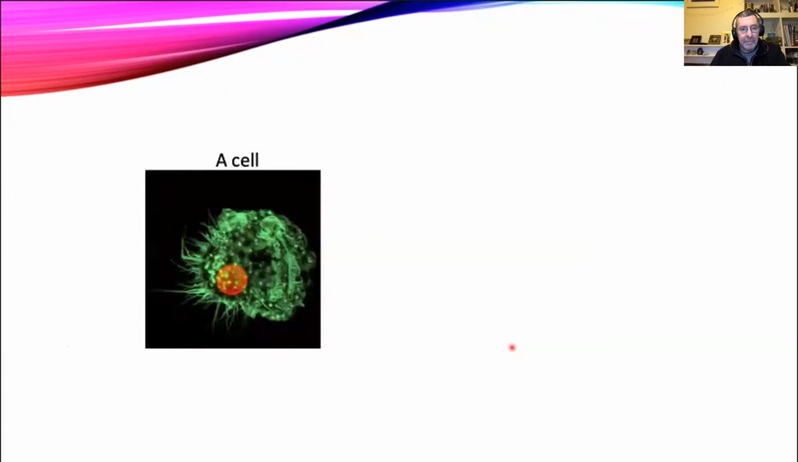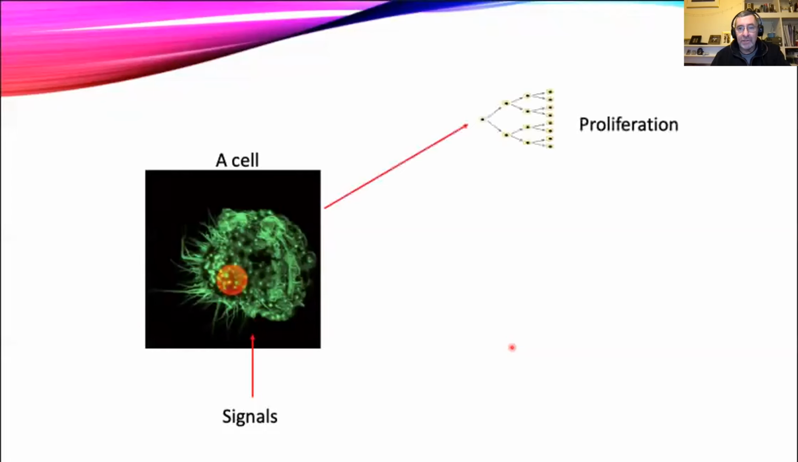So if we think about a cell, if we give it some signals, that cell can do one of several things, can't it? If the conditions are right, it can divide, it can start proliferating, and that's exactly what we want during embryonic development. It's what we want whether we're regenerating or when we're wound healing.